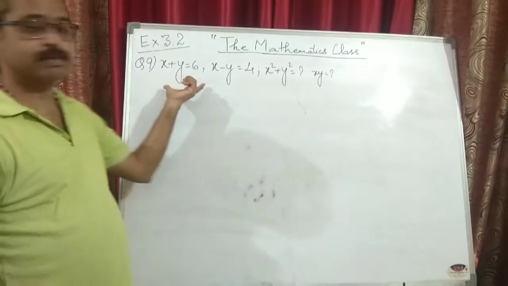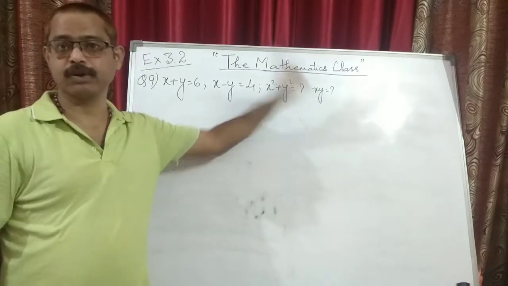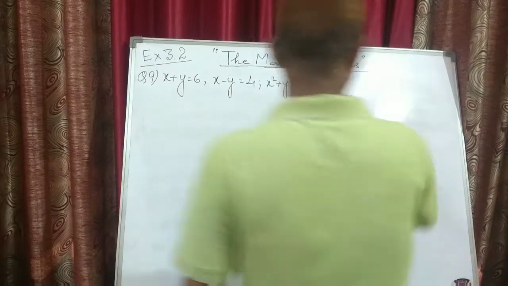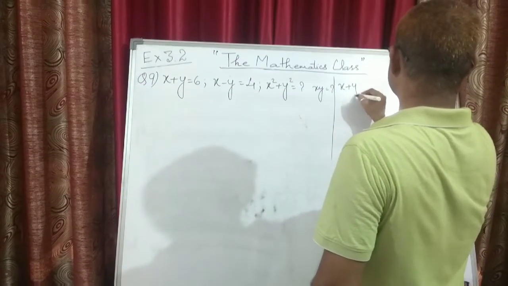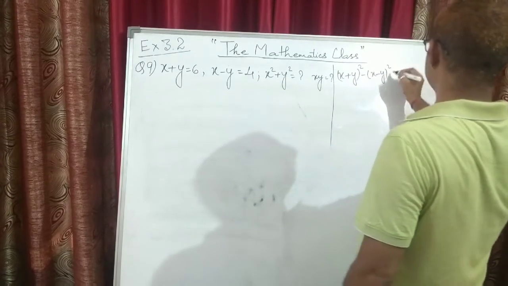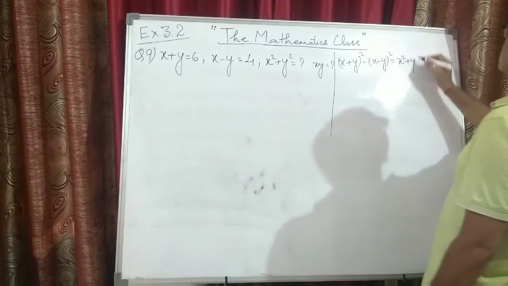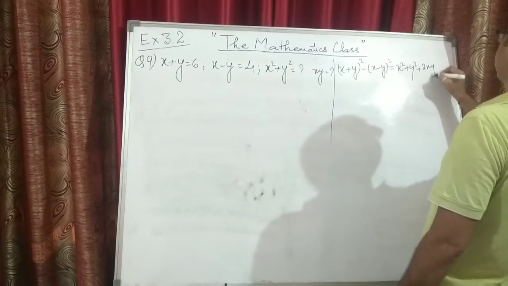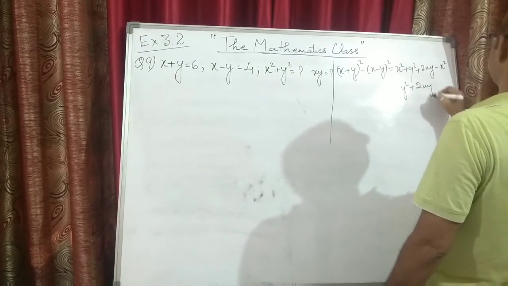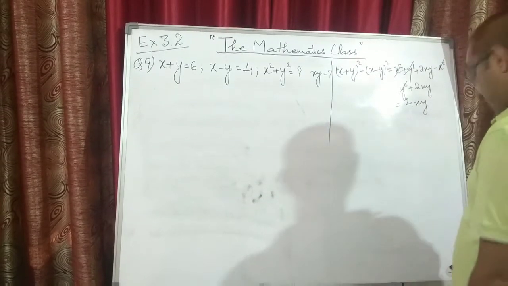Okay, in this question it is given x plus y is equal to 6, x minus y is equal to 4. You have to find two values, x square plus y square and xy also. So if you remember that in one of the questions we wrote x plus y whole square minus x minus y whole square. That can be written as x square plus y square plus 2xy minus x square minus y square plus 2xy. This plus plus cancelled with minus minus, so finally it is 4xy.